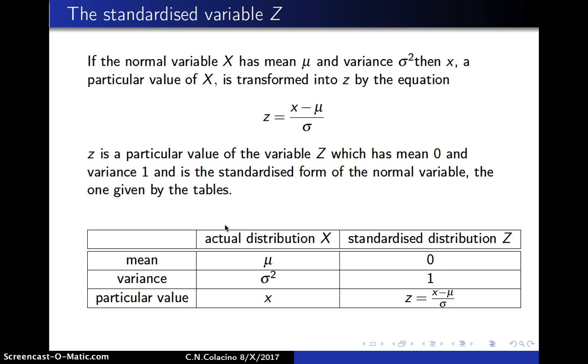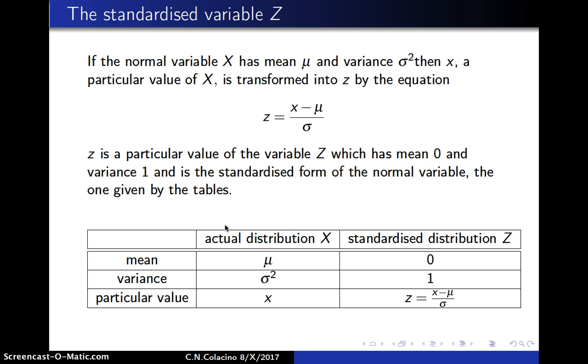If the normal variable X has mean mu and variance sigma squared, then x, a particular value of capital X, is transformed into z by the equation z equals x minus mu divided by sigma. Z is a particular value of the variable capital Z, which has mean 0 and variance 1, and is the standardized form of the normal variable, the one given by the tables you'll be using during your exam. Please notice that capital X and capital Z represent the normal variable in itself, while small x and small z are just particular realizations, particular values of these variables.